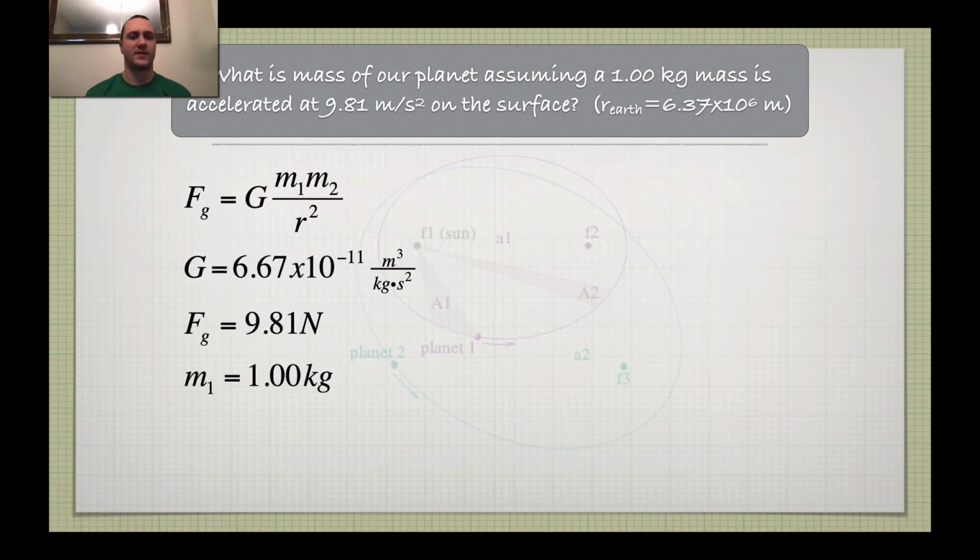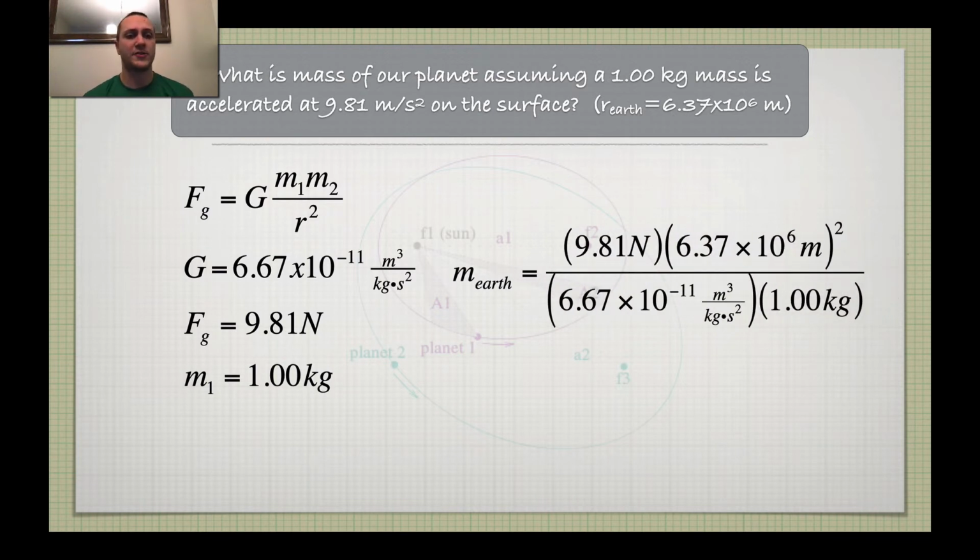The universal law of gravitation on top. Big G, we will always know and you will always be given. Now, I'm establishing that the force due to gravity, the attractive gravitational force, is 9.81 newtons because the mass of 1 kilogram is accelerated at 9.81 meters per second squared. That's the weight of the object, and the weight is actually going to be the amount of gravitational attraction between the Earth and this mass. We also know the mass of the object is 1 kilogram. So what we're trying to find is the mass of the Earth, m2.